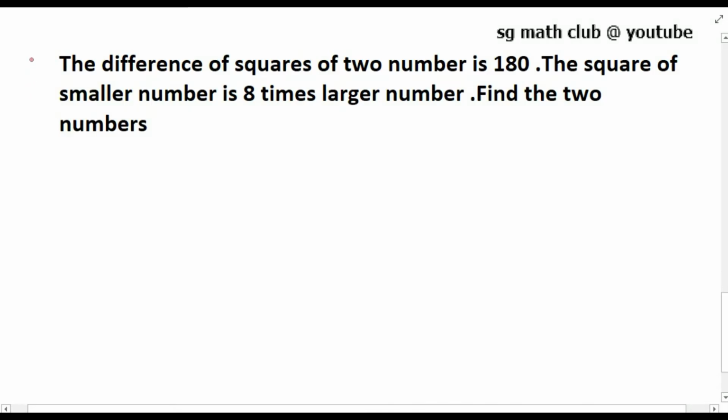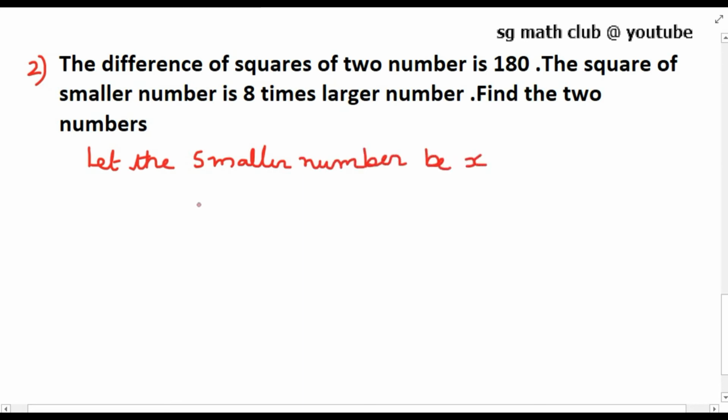Now the next question is, the difference of squares of two numbers is 180. The square of the smaller number is 8 times the larger number. Find the two numbers. So let the smaller number be x and the larger number be y. We'll take it like that.